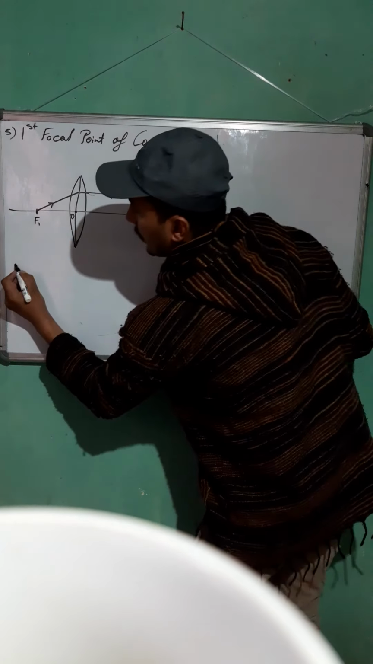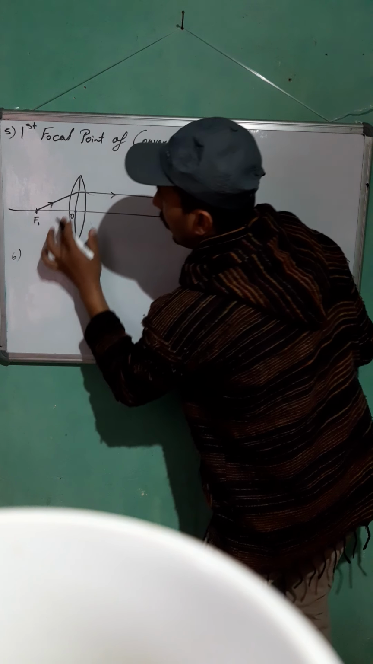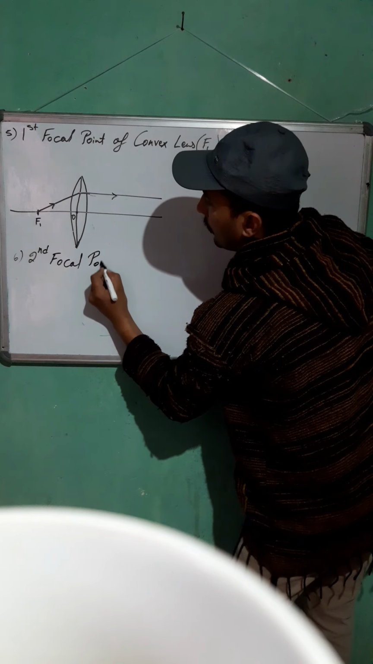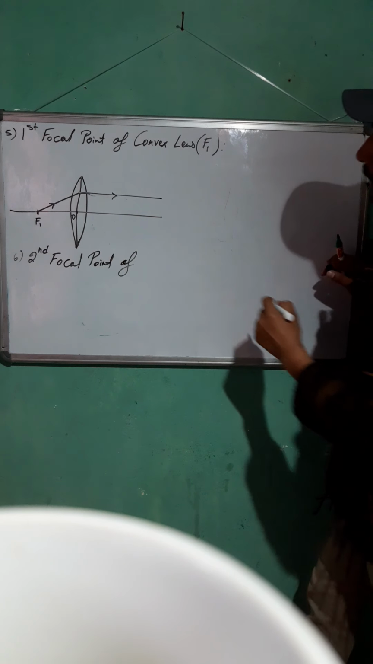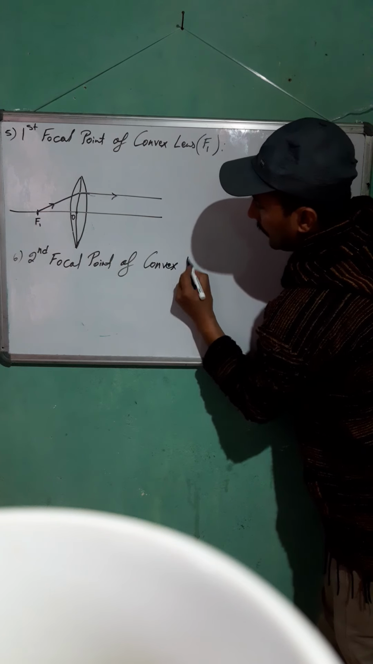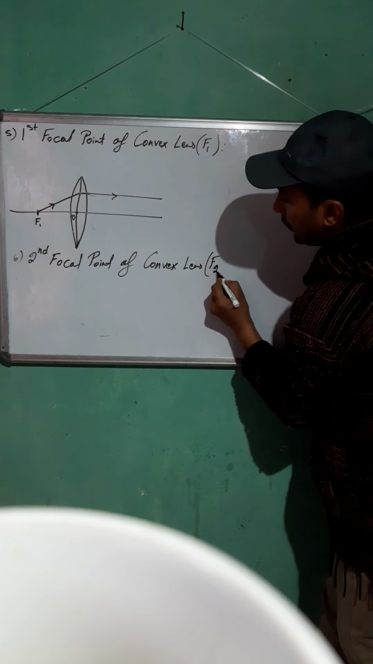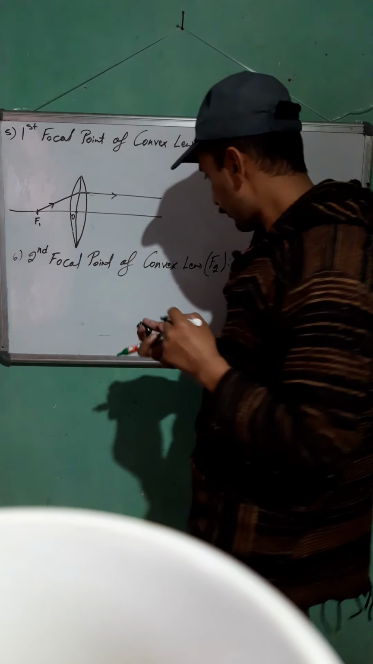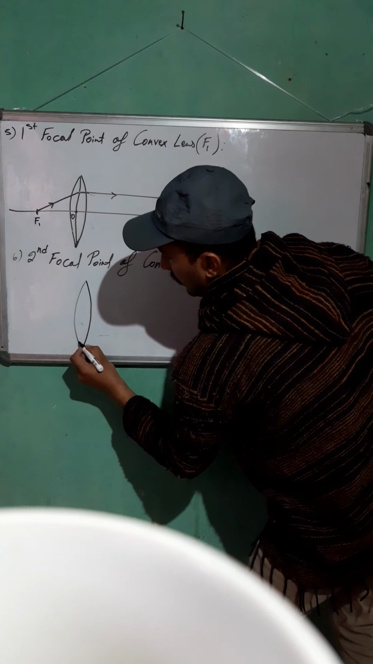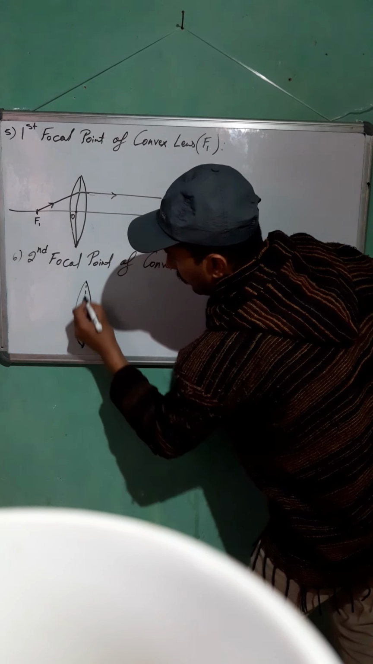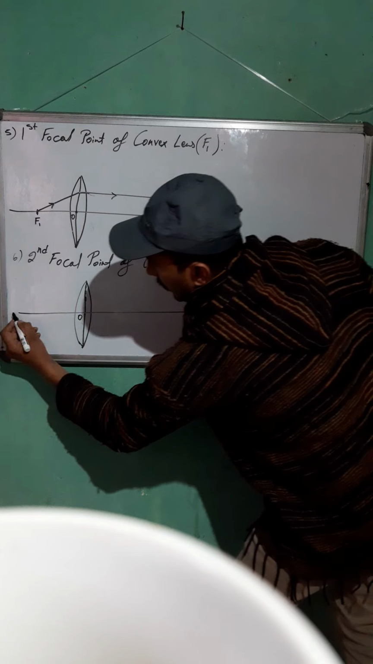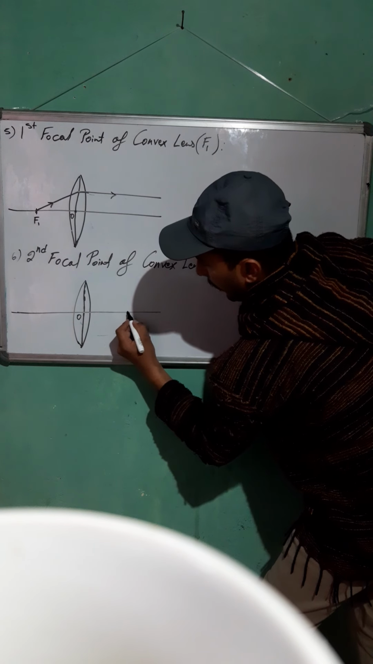Okay, number 6, opposite of this, second focal point of convex lens. It is denoted by F2, capital F2. Okay, so let me draw the picture. This is your lens. This is the principal axis. F2 will be here, this side.